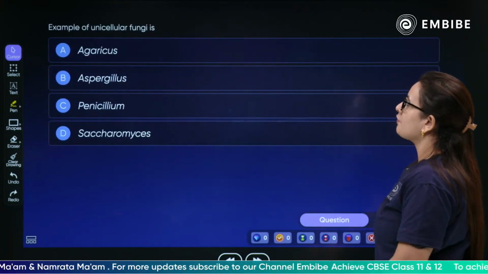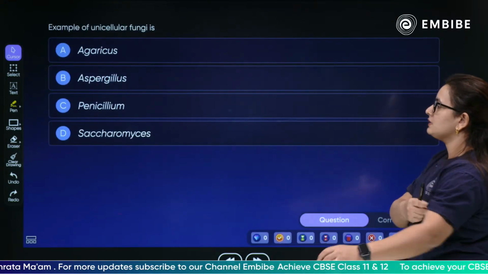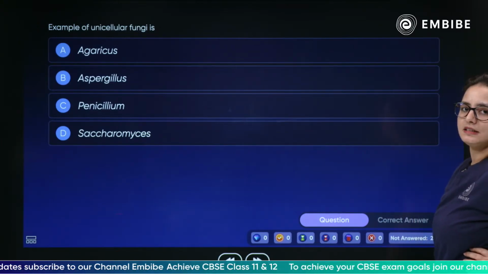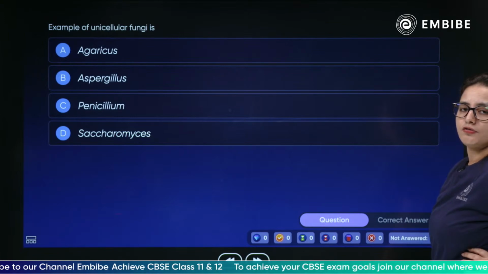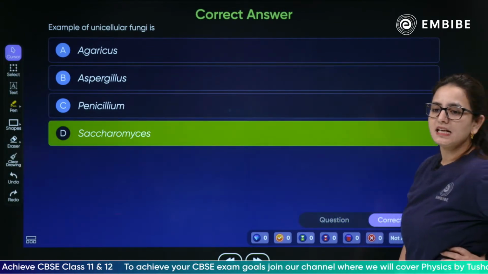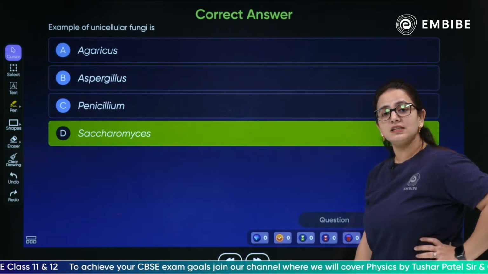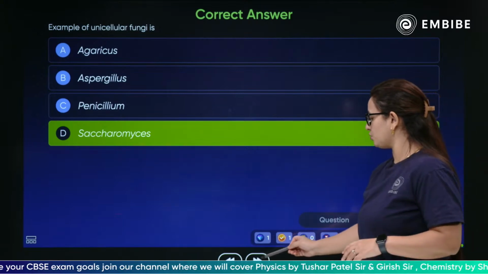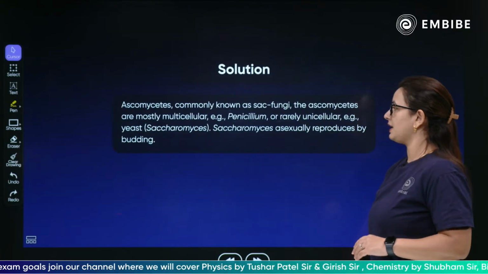Okay. Next, what are examples of unicellular fungi, very common. Children, the example of unicellular fungi is Saccharomyces, which is yeast, the only unicellular fungi existing. Otherwise, fungi show multicellular behavior.